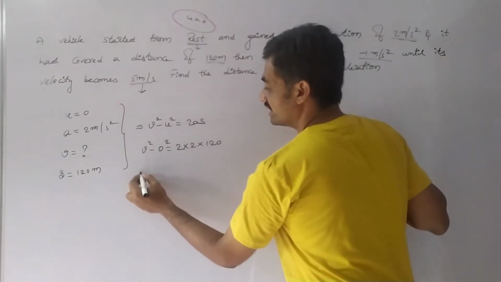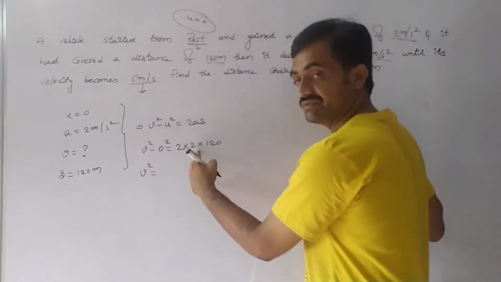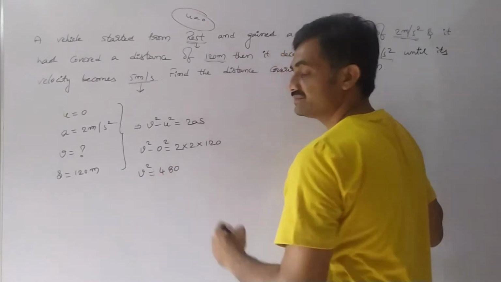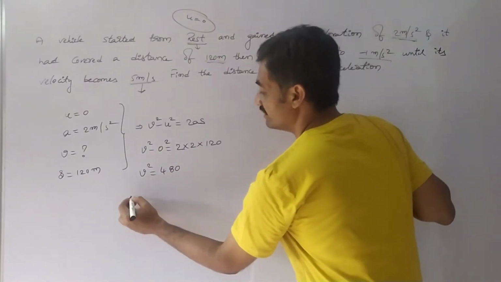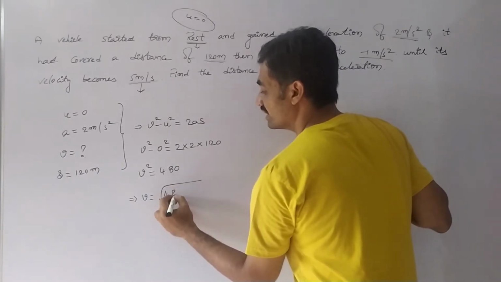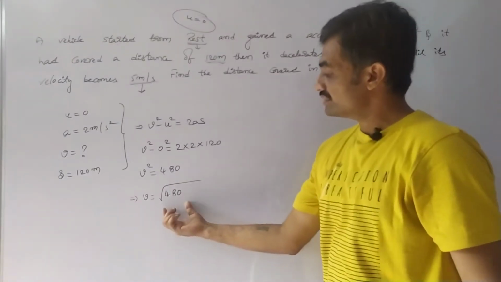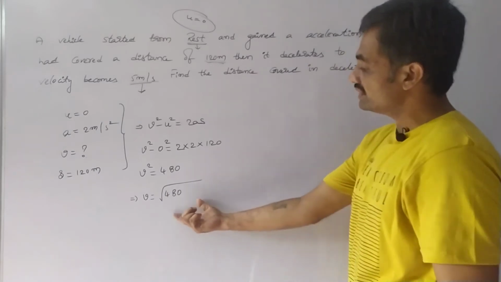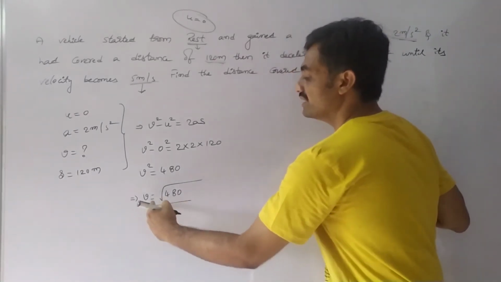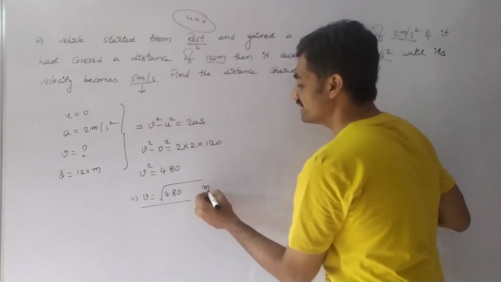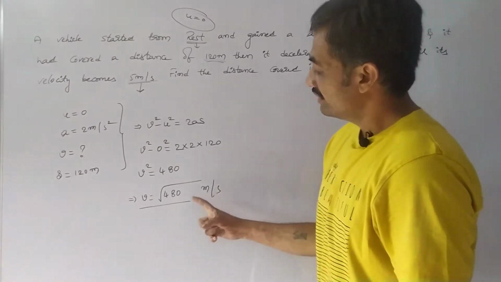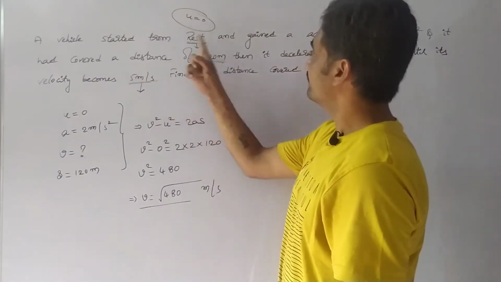Based on that, we get v square equals 2 into 4, 4 into 120, which is 480. From this, we can write v equals root of 480. We can find the square root of 480, but we don't require it. So I am going to write this as v equals root of 480 meter per second. Here we have derived the final velocity in the first case.